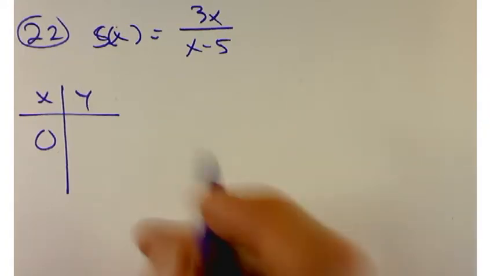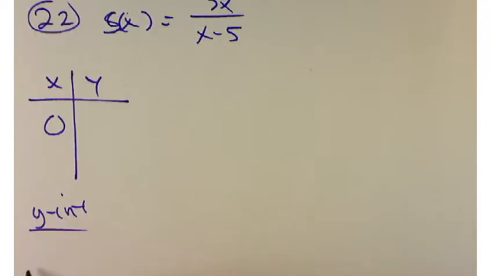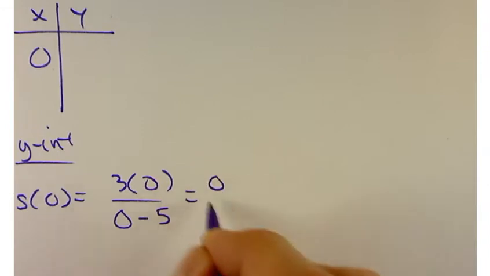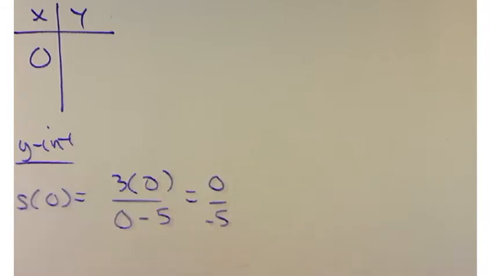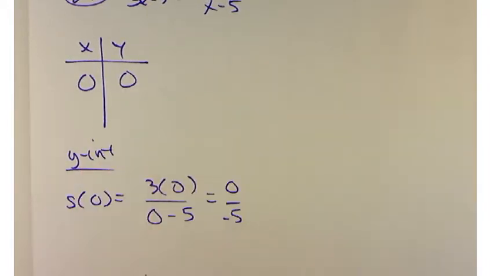If I set x equals 0, that'd be my Y-intercept. It'd be s of 0 equals 3 times 0 over 0 minus 5. What's 0 divided by negative 5? 0. So if I set x equals 0, I get y equals 0.